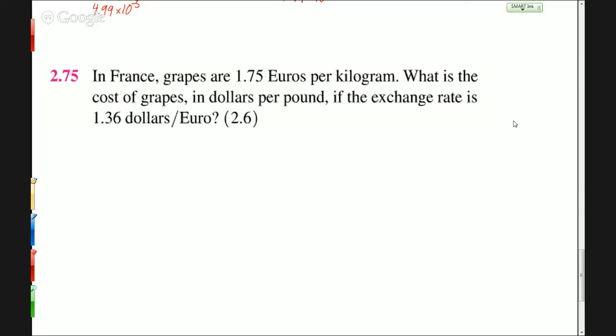So as though the price of grapes were fixed throughout the entire country of France, in this example anyway, let's say somewhere in France, grapes are 1.75 euros per kilogram. What is the cost of grapes in dollars per pound? You guys try this one too?